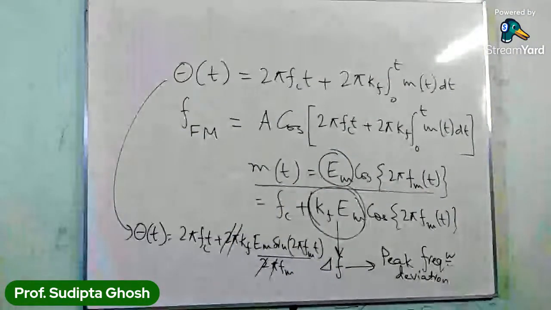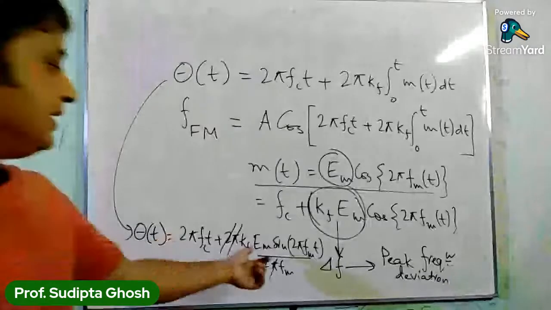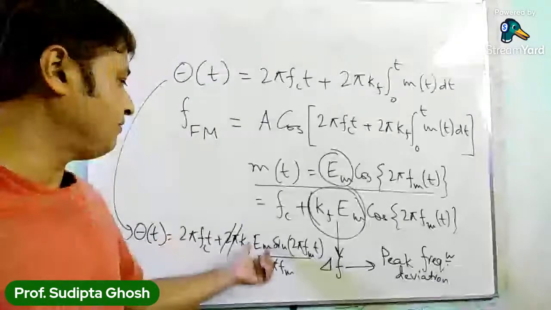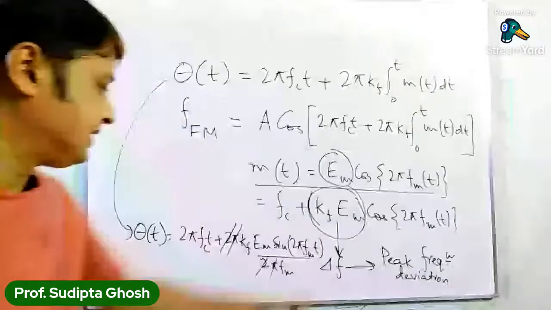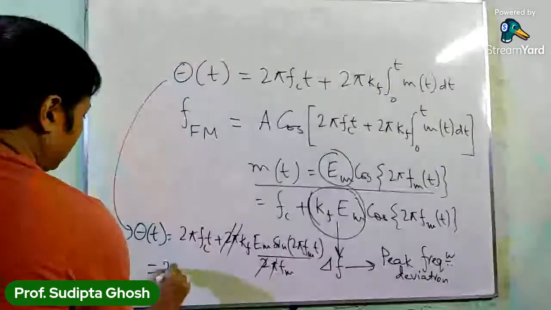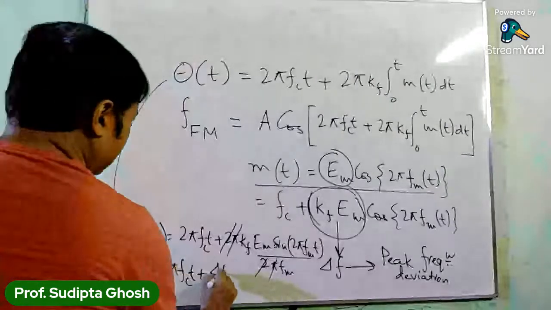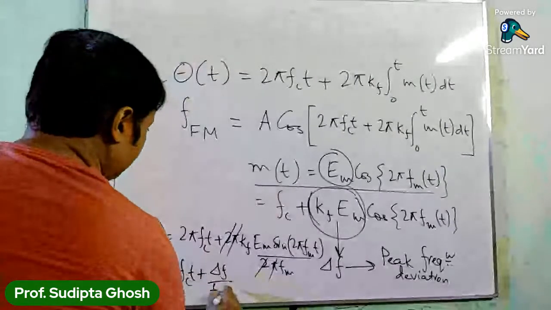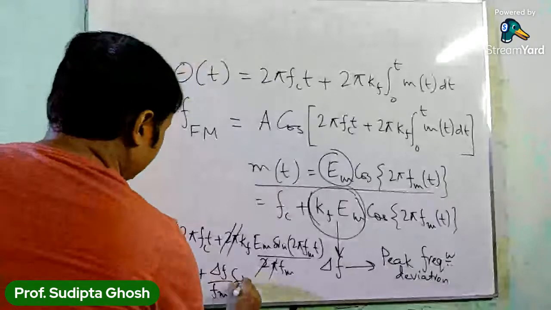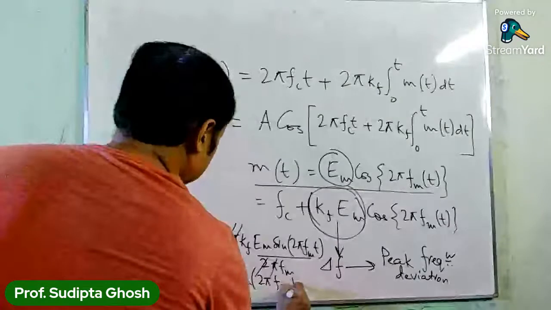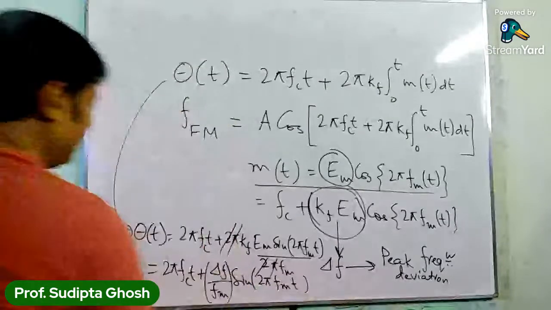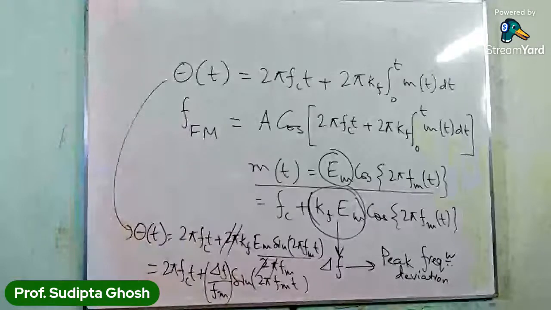As we have already discussed, KF into EM is actually delta F. So we can write it as twice pi FCT plus delta F divided by FM into the sine function of twice pi FMT. So this will be the value of theta T. Is it okay? Just respond quickly. Is it okay?